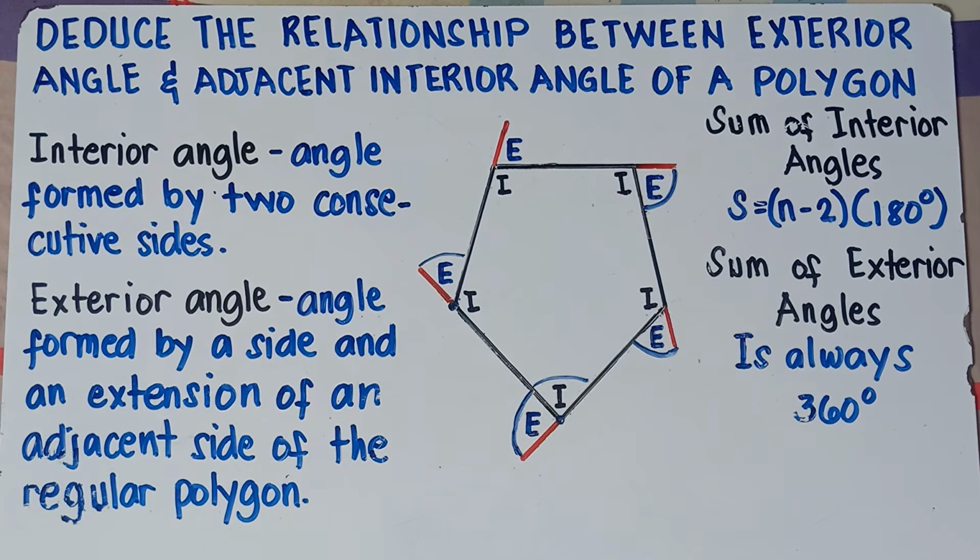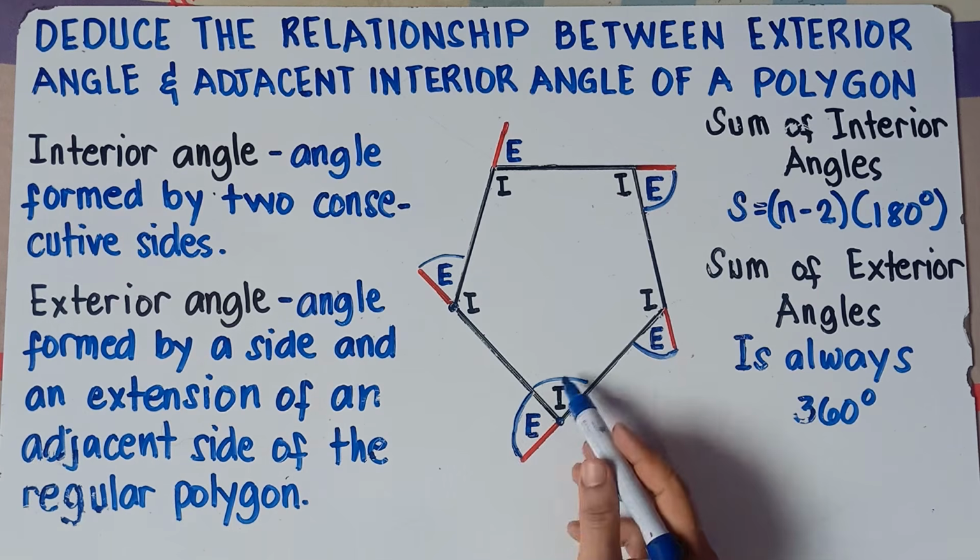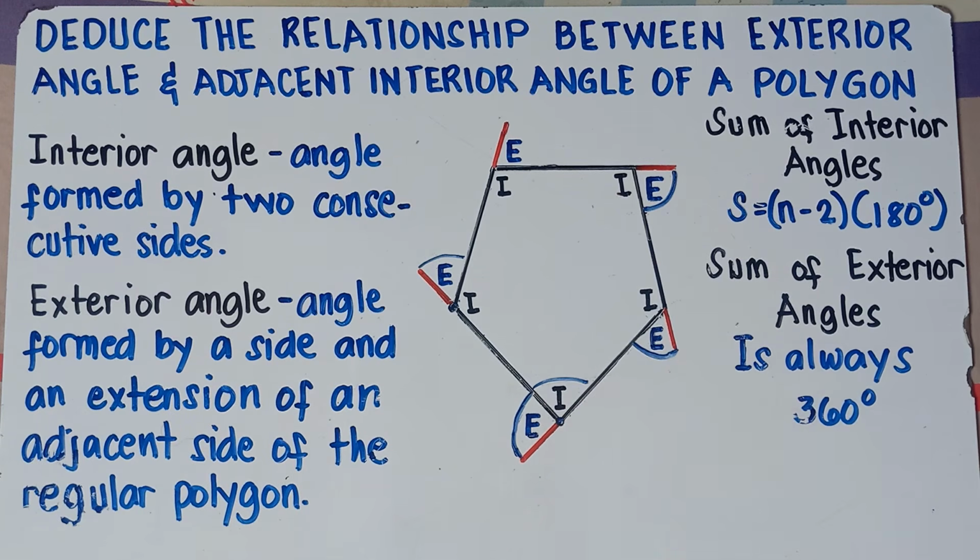Now, what would be the relationship between the exterior angle and the interior angle? When you add the two angles, it is always 180 degrees. The sum of the two angles is always 180 degrees. Therefore, they are supplementary angles. Once again, class, they are supplementary angles because if you add the two angles, it is always 180 degrees. Question: why is that, sir?